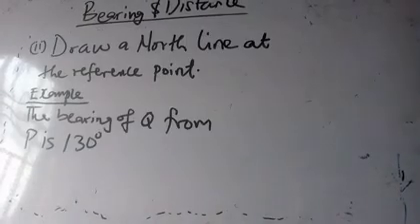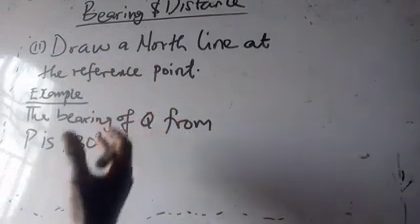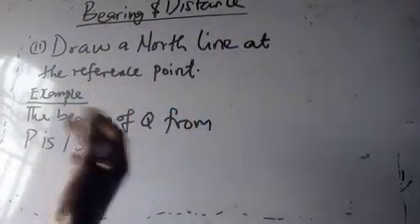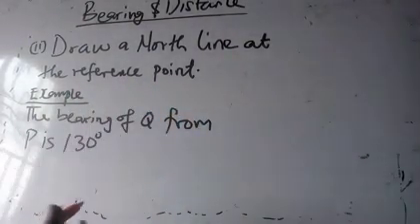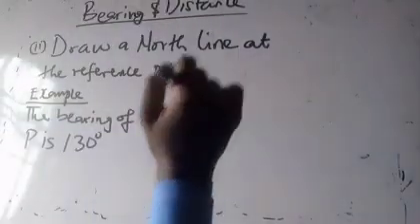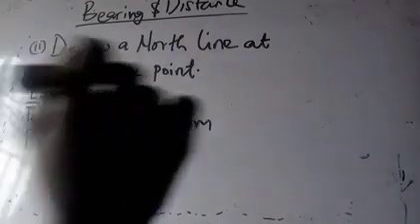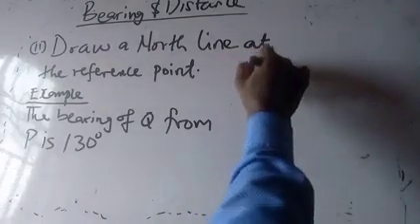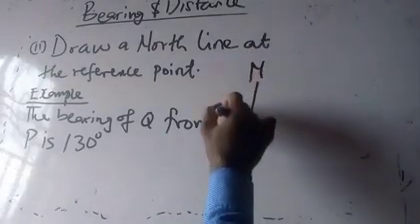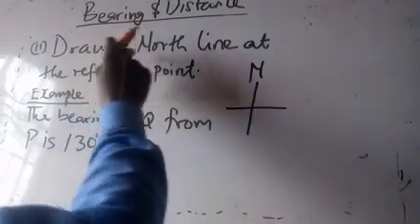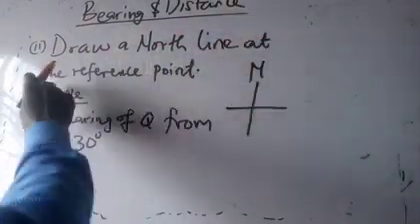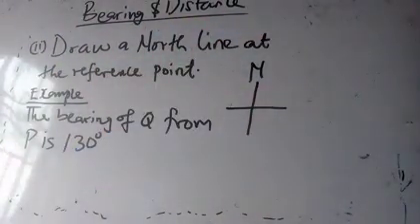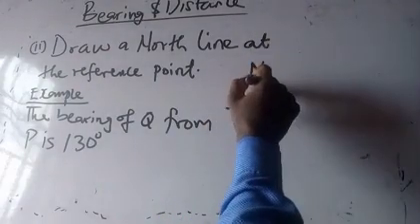The second point, when you have read the question one or two times and you've digested it, is that every point, every location, every village, every airport, every seaport, whatsoever the point is, always has a north pole. So you draw the north line. Draw a north line at the reference point. You draw the north pole.